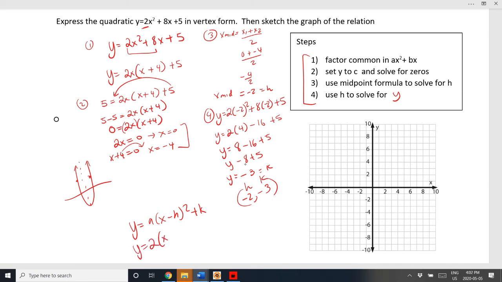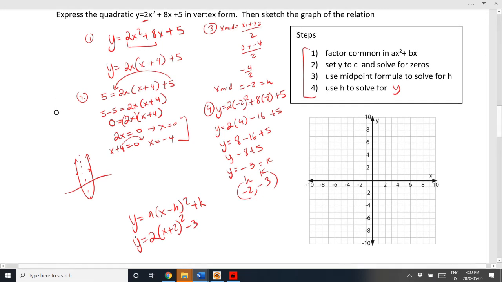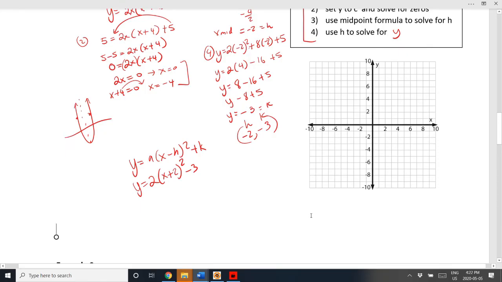We know our h value. We solved that. That's -2. So it's going to become +2 here, you know, the double negative. And then the k is -3. Okay, so that is our vertex form of the quadratic. And now we just have to graph that for this last part of the question. So all that's left here is to graph.